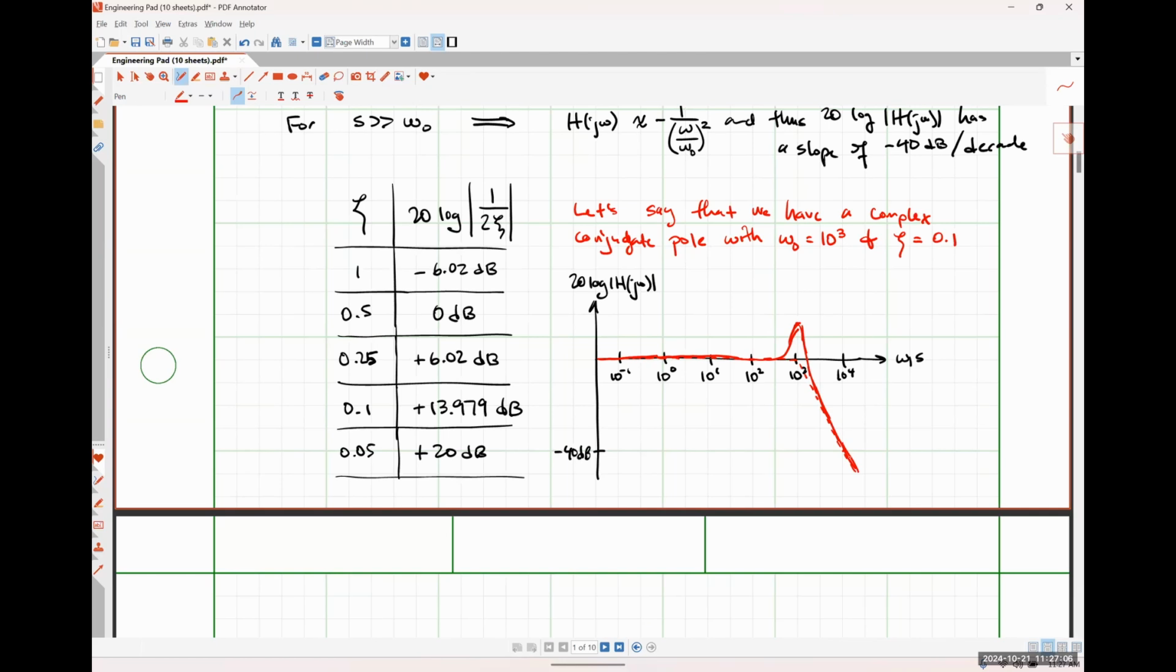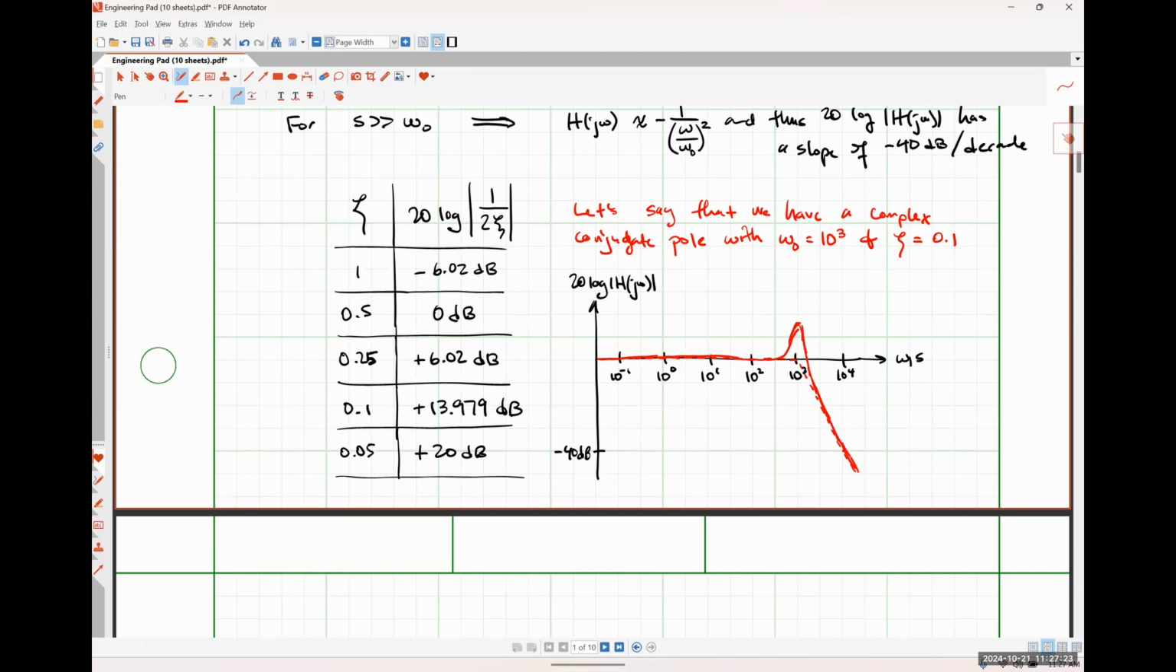Yeah, if I give you anything on the exam having to deal with a complex conjugate pole, I will make damn sure that the damping coefficient is a half so that there is no correction. Yes.